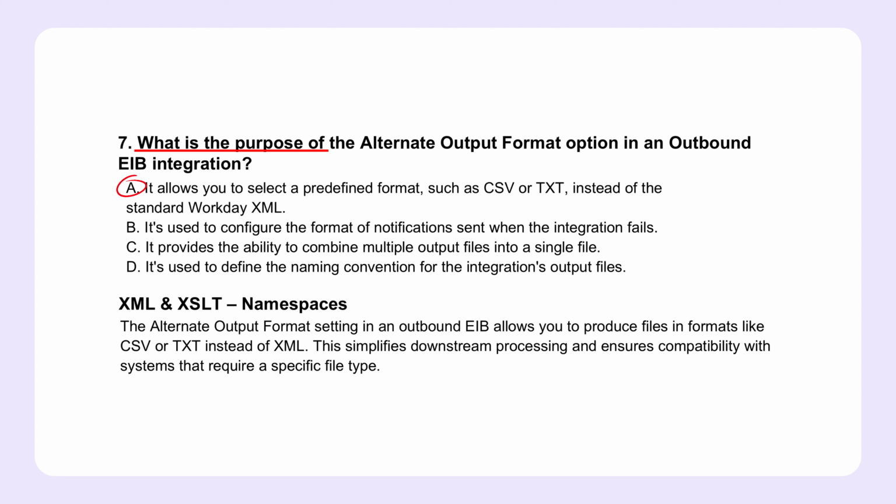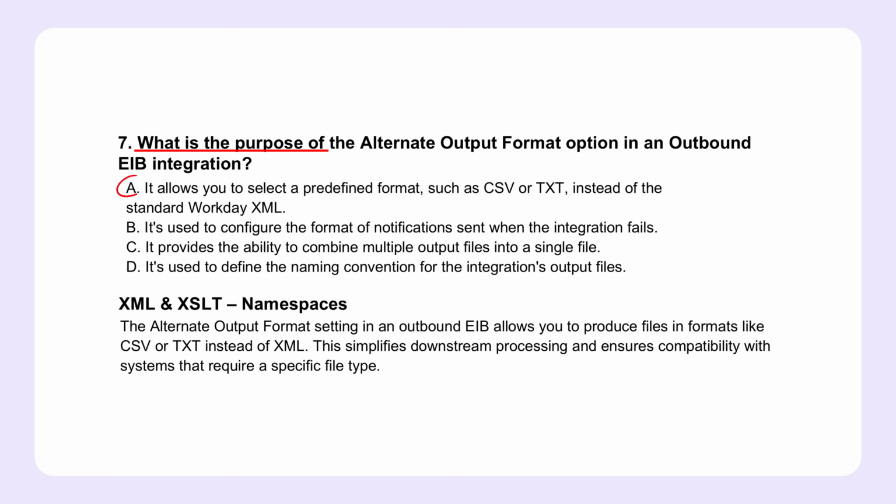This is incredibly useful when a downstream system specifically requires a non-XML file type, like maybe a legacy system or a specific vendor feed. And it conveniently avoids the need for additional transformation steps after the EIB runs. Got it. It's about delivering data in the exact format the recipient needs, without adding extra effort or another step in the process. We've just unpacked how to make integrations run faster and deliver the right format.